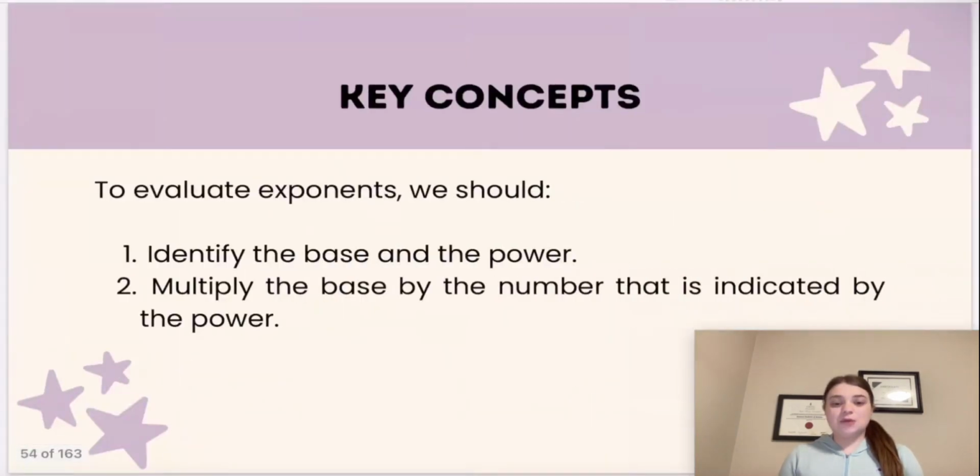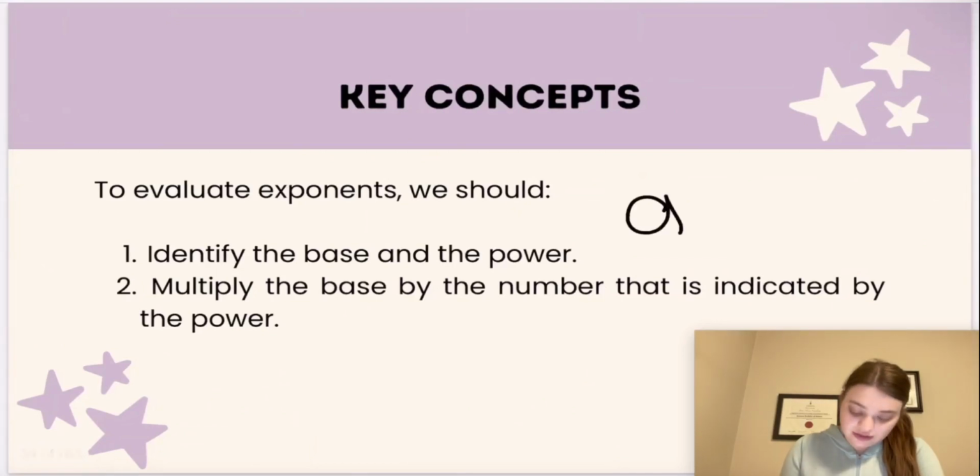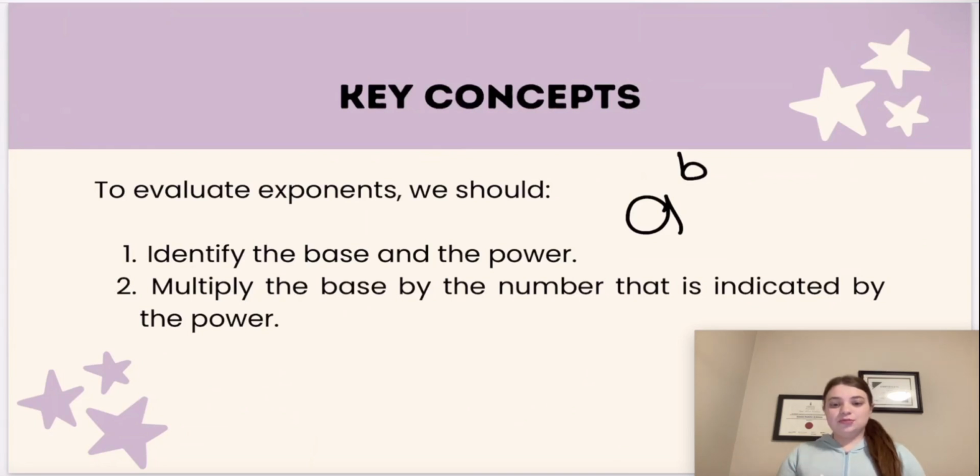So to evaluate exponents, we need to identify the base and the power. Basically, the base in every situation is the large number, and the power is the small number beside it, kind of like this, right? A to the power b. And basically, we multiply the base by the number of times indicated by the power.